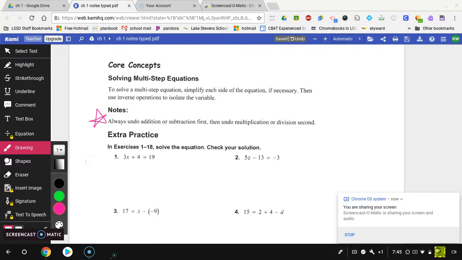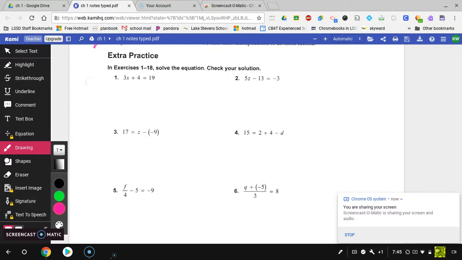So let's go ahead and take a look at some examples. As always, when we're doing our notes, you want to go ahead and pause the problem, try it on your own, and then log back in, replay the video when you're ready to check and see how you did. So for the first one, we've got 3x plus 4 is equal to 19. So we need to get rid of the 3 and we need to get rid of the 4.